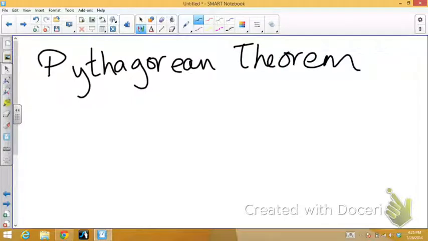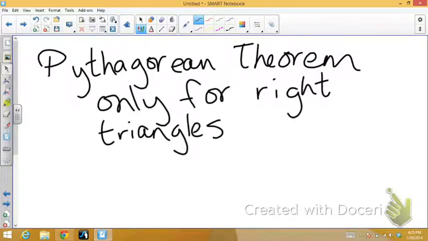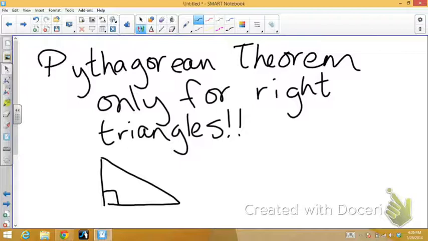Okay. The Pythagorean theorem only works for right triangles. It doesn't work if we just have any old triangle. It only works with right triangles. So if we have a right triangle, again we're going to label this ABC, but the Pythagorean theorem deals with the sides, not the angles.